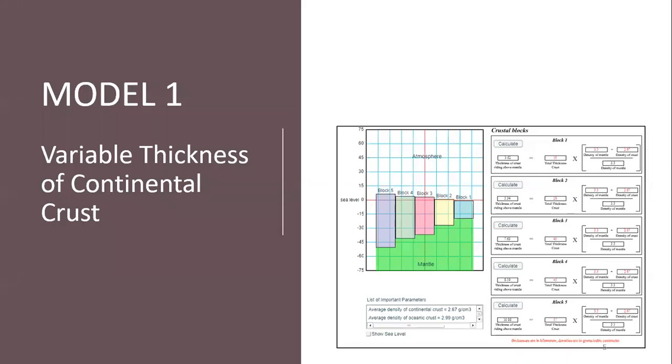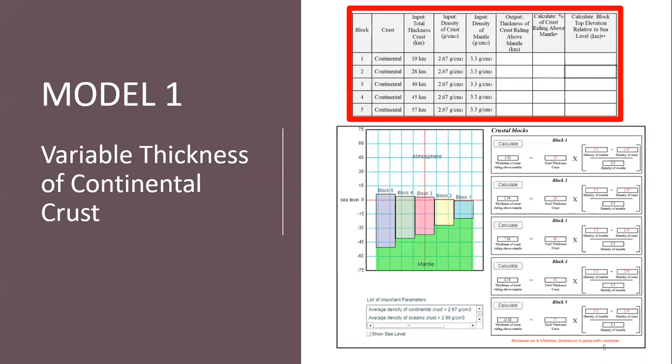Model 1. For your first model, we will create floating blocks of continental crust of different thicknesses. The input variables will come from the table in your lab assignment. Once you input the given variables, click Calculate and floating blocks will appear in the graph. For each floating block, point your mouse over the block and a hidden dialog box will appear showing the elevation of the top of the block relative to sea level. You use this data to answer associated questions in your lab assignment.